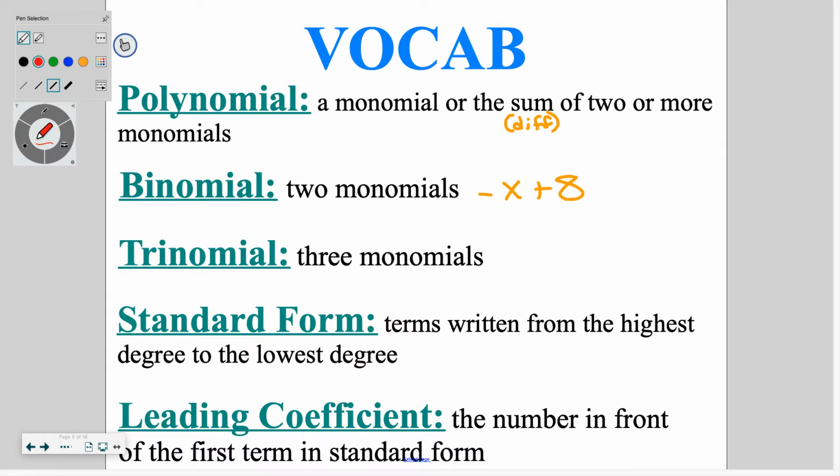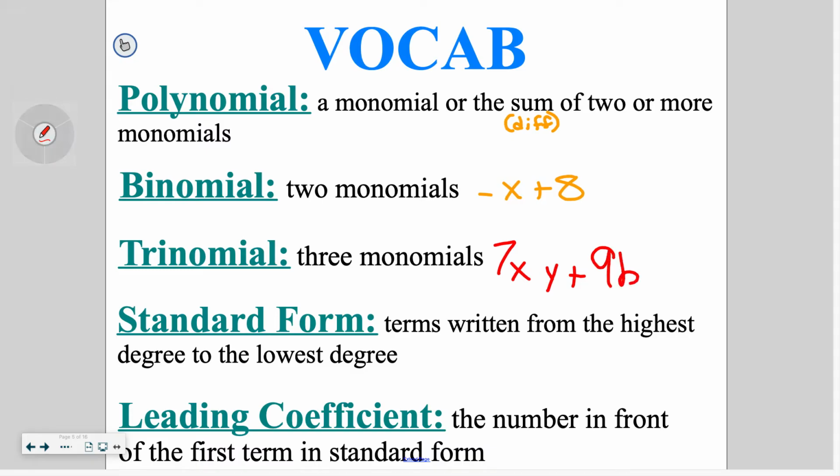A trinomial could be 7xy plus 9b plus 15. 1, 2, 3 separate parts being added. This first part is a monomial, second part, third part, or we could make one of these subtraction, because adding and subtracting are both allowed. Standard form. This happens when the terms of a polynomial are written from the highest degree to the lowest degree. We'll get to what degree means momentarily. And then that leading coefficient is the number in front of the first term when it's in standard form.